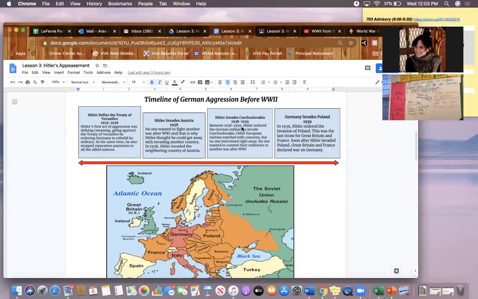After Hitler invaded Austria, he invades Czechoslovakia between 1938 and 1939. Between 1938 and 1939, Hitler ordered the German military to invade Czechoslovakia. Other European nations watched with concerns, but no one intervened right away. No one wanted to commit their militaries to another war after World War I.